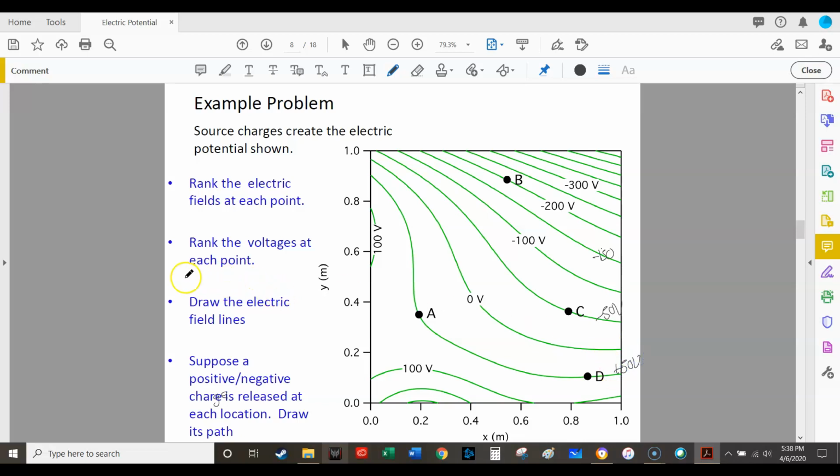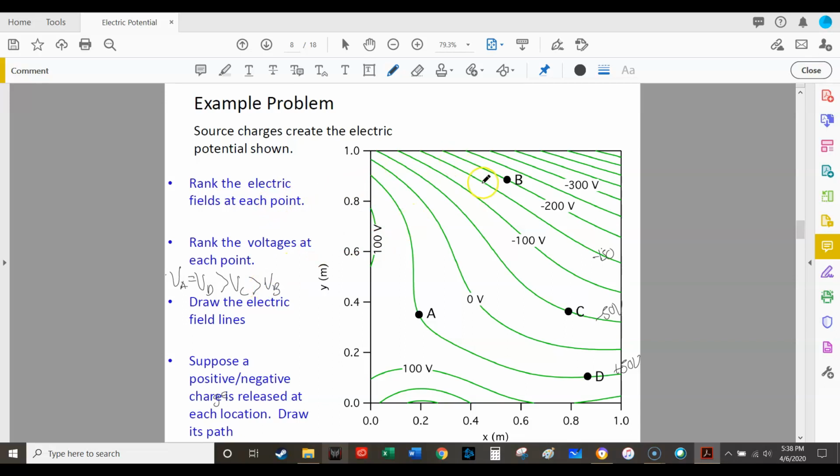So that means voltage at A equals voltage at D, which is greater than the voltage at C. 50, they're both 50. They're greater than negative 50 volts. And negative 50 volts is greater than negative 200 volts. And B is negative 200 volts.